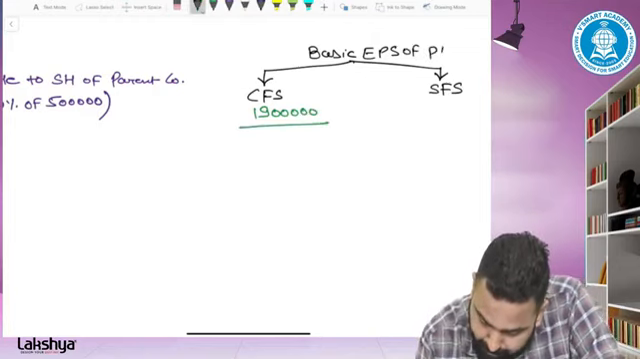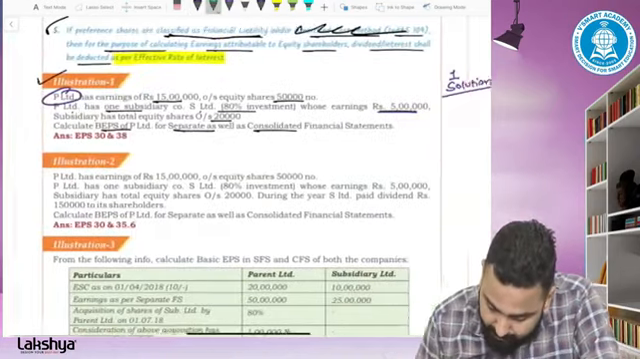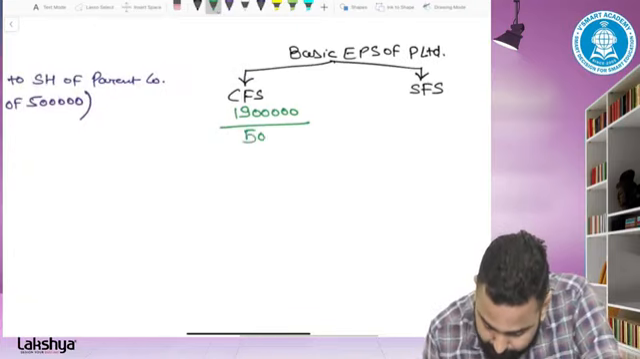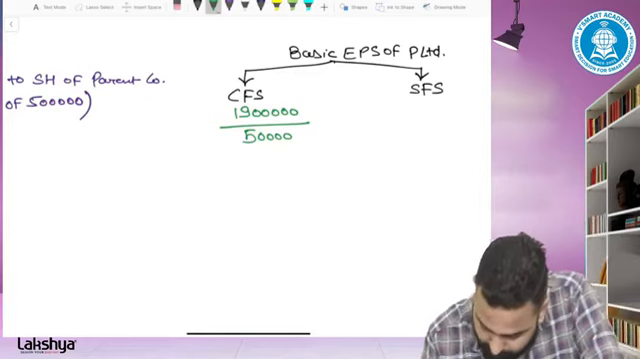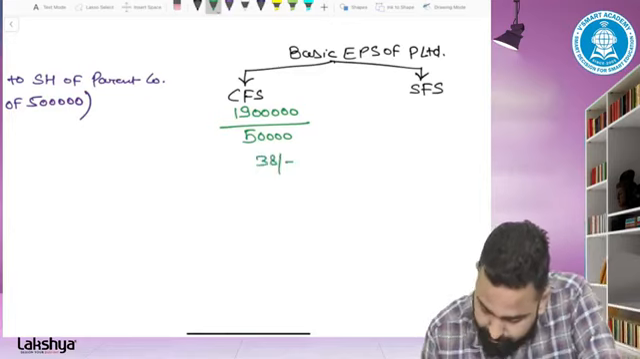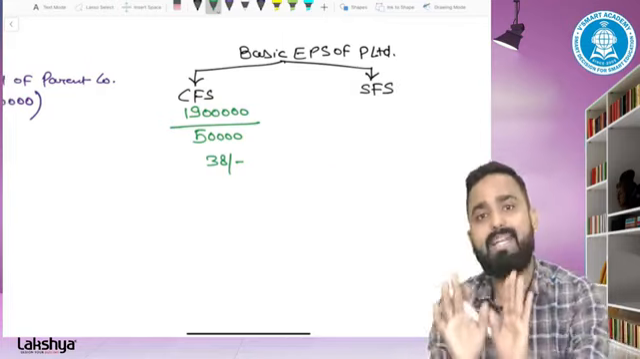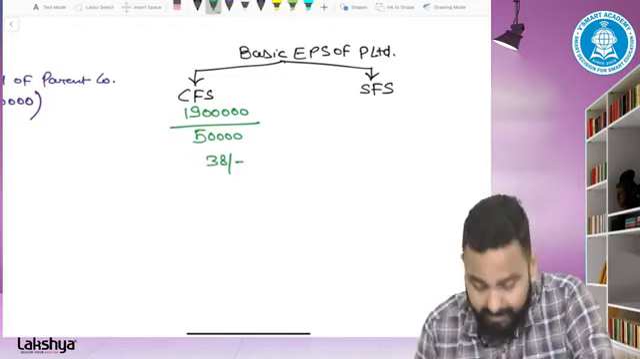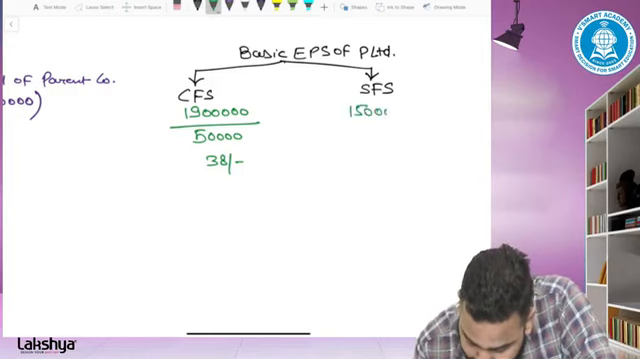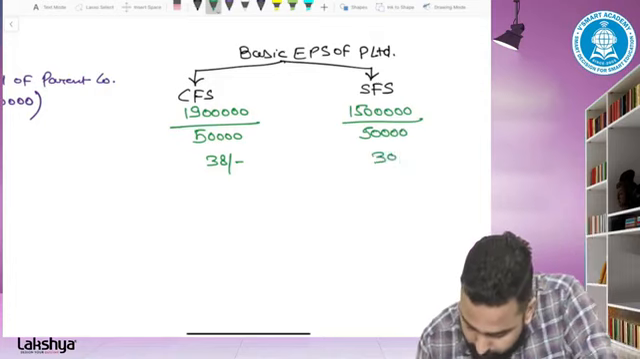of P Limited. So 19 lakh divided by the number of shares of P Limited, 50,000. That comes to 38 per share. And under SFS, we need just the separate earning of P, its own earning, excluding the subsidiary's earning, like 15 lakh. That comes to ₹30.